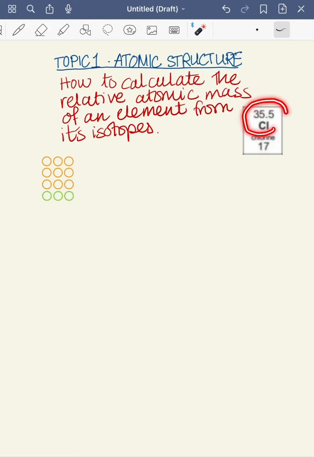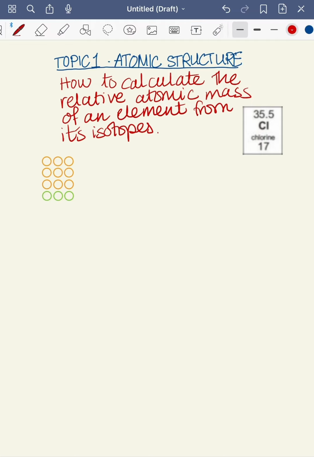Why certain elements have mass numbers that are not whole numbers. So for example here, chlorine has the mass number of 35.5. How can it be that chlorine has either half a proton or half a neutron? This sort of leads us back to the idea of isotopes, and we need to understand isotopes in order to understand how we can get to this mass number of 35.5.